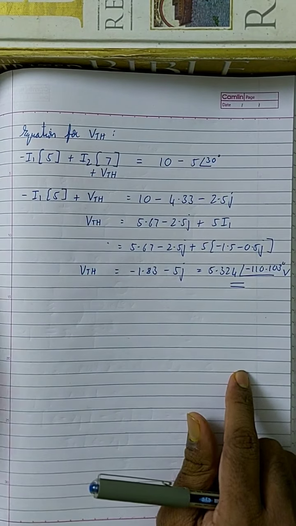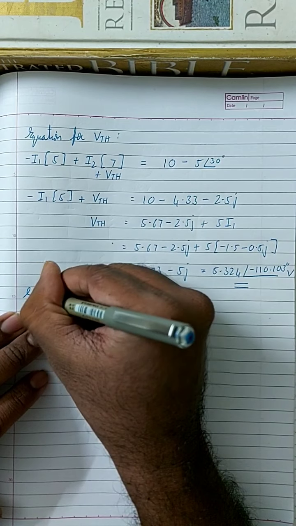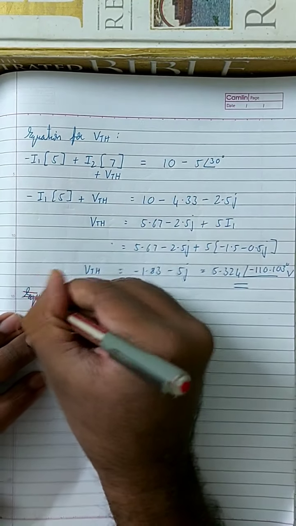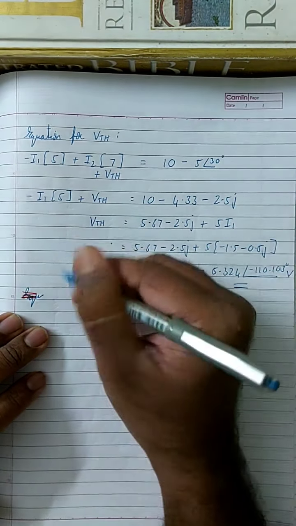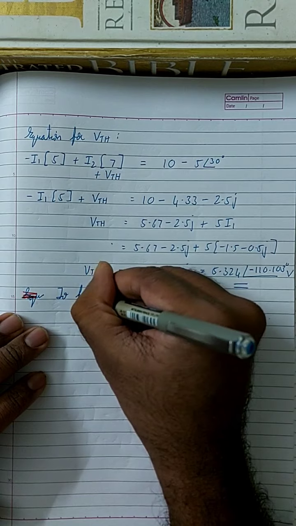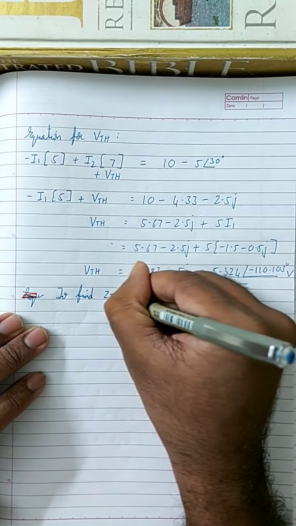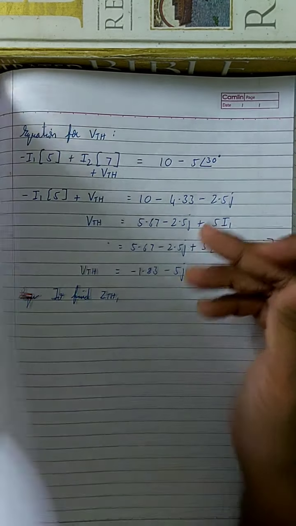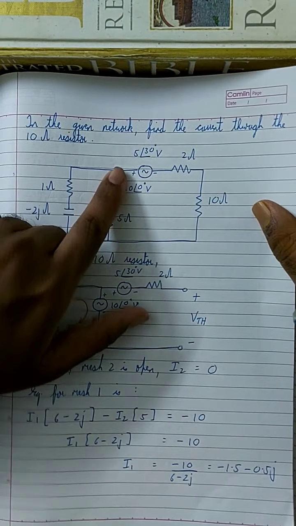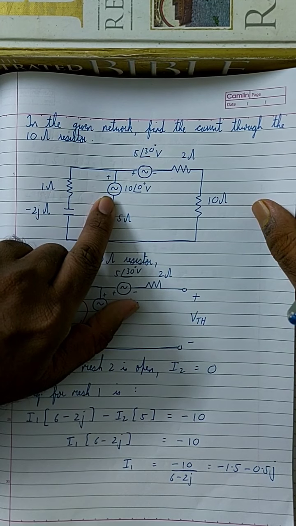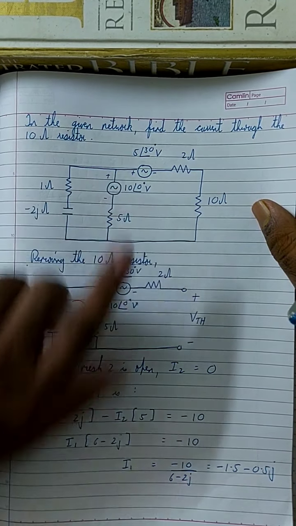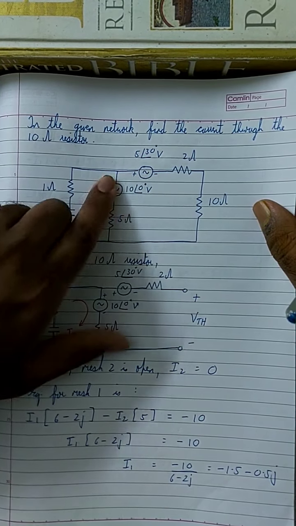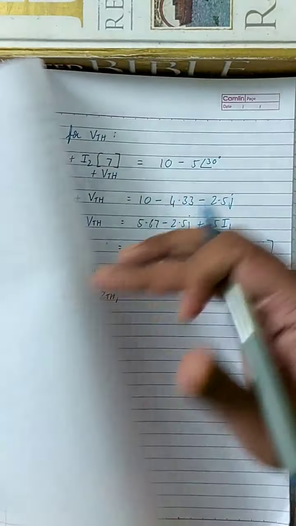Now I'm going to find the value of ZTH. To find ZTH, here you can see that there are only two voltage sources, right? So you simply short these two voltage sources. There is no current source, only voltage sources are here. So just simply short them. So therefore your circuit diagram will become like this.